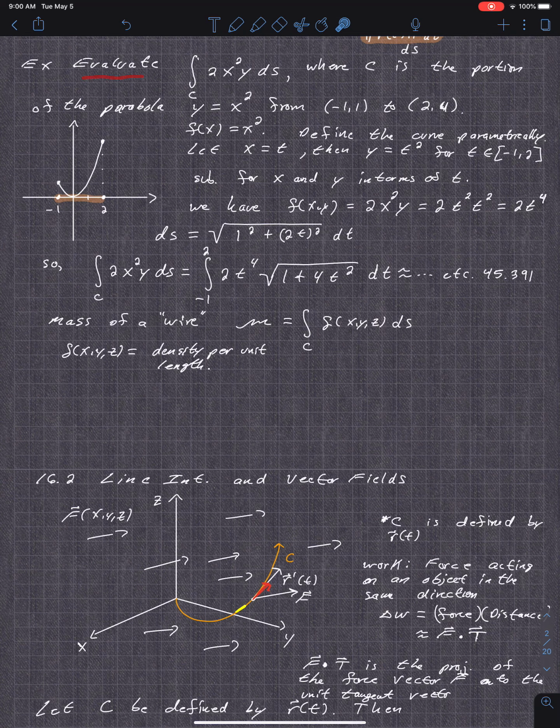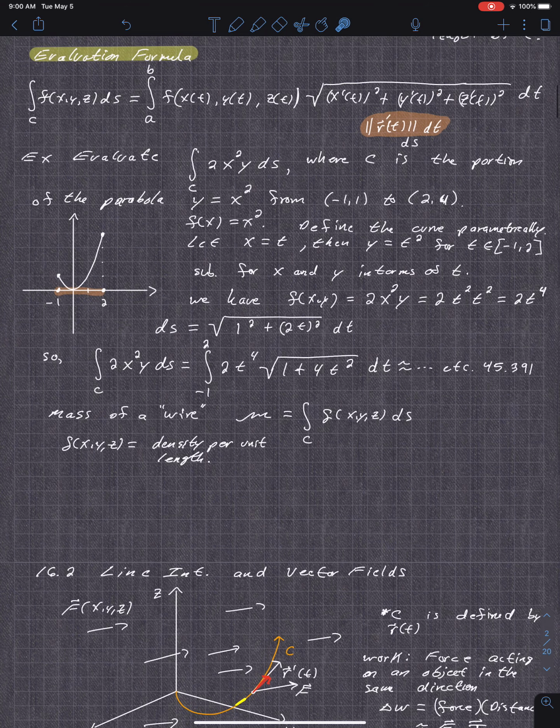Evaluate the line integral of 2x squared y ds. And of course the ds, we have to change that. We don't know what ds means. So define the curve parametrically: x is t, y is t squared, t from negative 1 to 2. Then f of x, y can be written as 2t to the fourth, once you substitute for those. And then you can calculate ds.